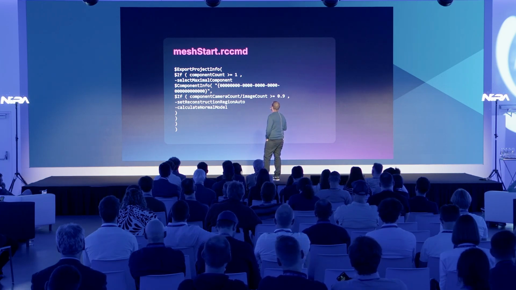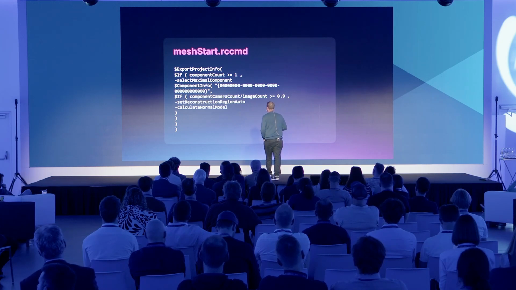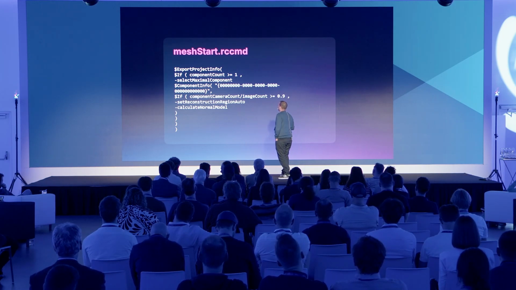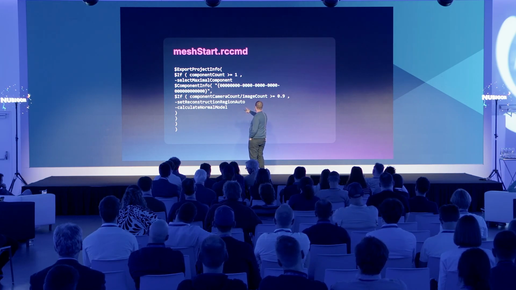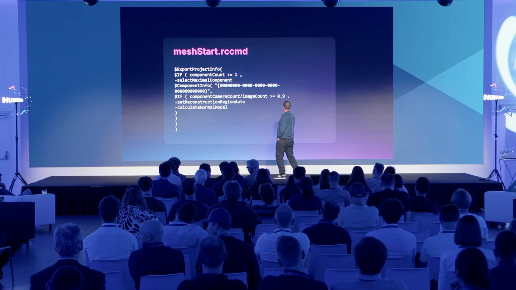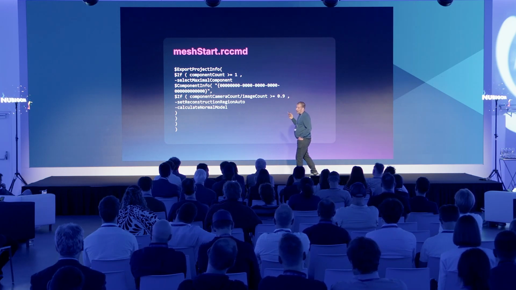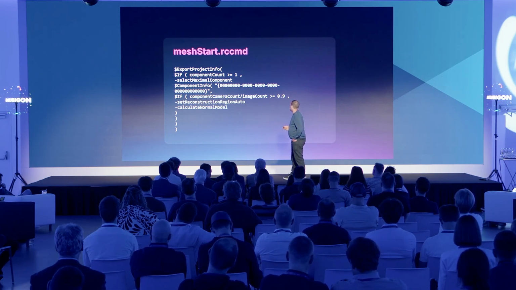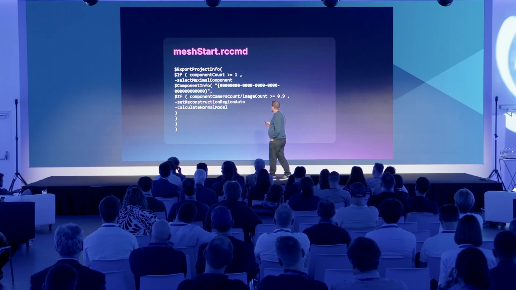And so next we have the mesh start. Now this is the one which is actually quite useful. And we have these 2 variables here. We've got component camera count divided by image count is greater than or equal to 0.9. So it's only going to mesh if 90% of your cameras are aligned.